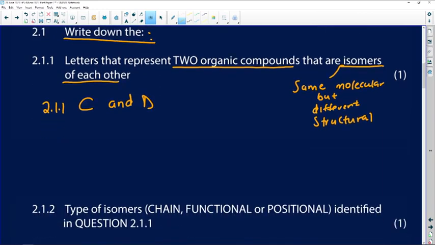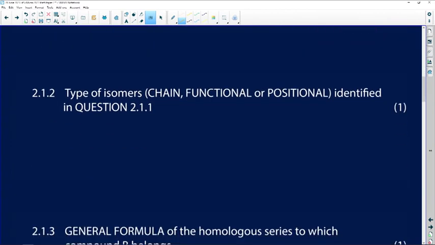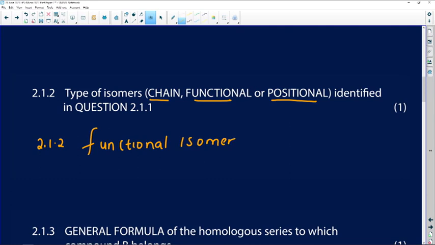Let us move to the next question, 2.1.2, the type of isomers. We are given options here whether it's chain, functional, or positional. And I think I've just mentioned that for 2.1.2 we have a functional isomer. It's a functional isomer because they have the same molecular formula, but different functional group. So it is functional isomer for 1 mark there.